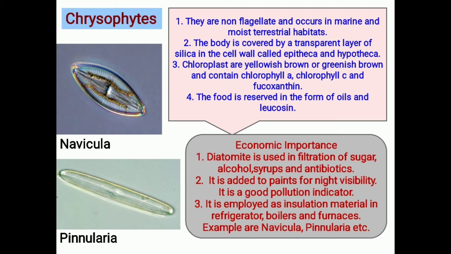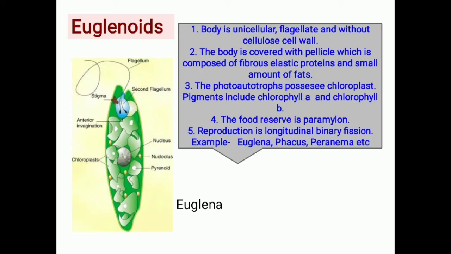Now next come to the third type of photosynthetic protist, and these are euglenoids. The euglenoids have a unicellular body with flagella, and therefore they are called flagellates, but without a cellulosic cell wall. These euglenoid flagellates are the most interesting organisms that have a mixture of both plant and animal characteristics.